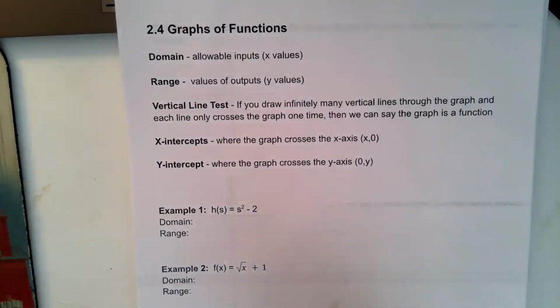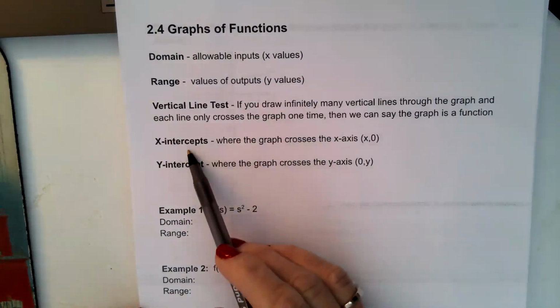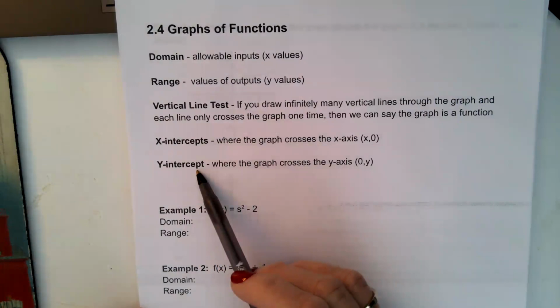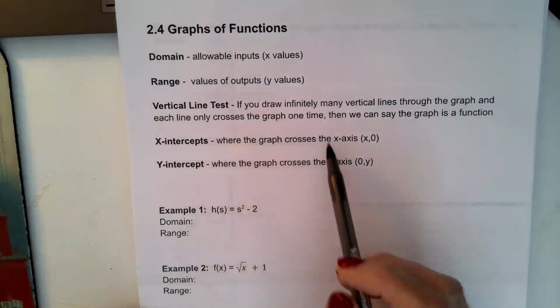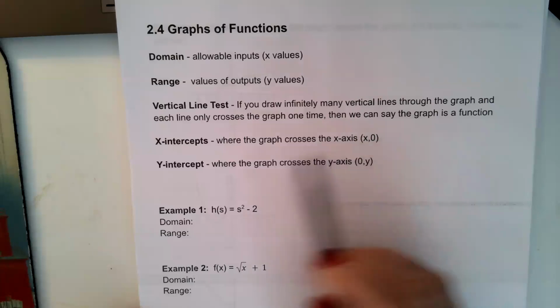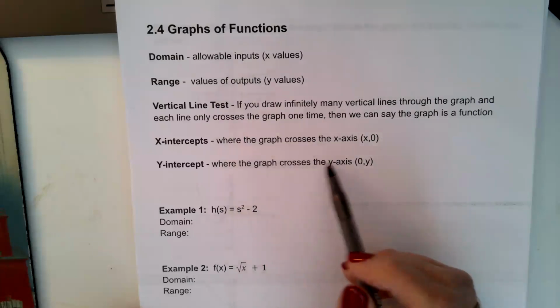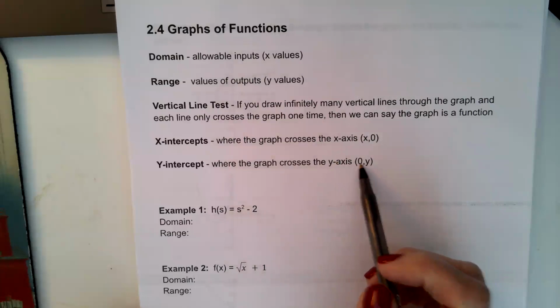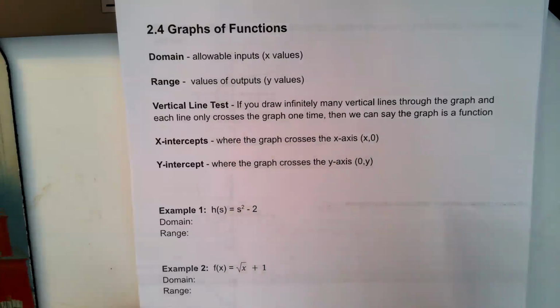In this lesson, we also want to reiterate what an x-intercept is and what a y-intercept is. The x-intercept is where the graph crosses the x-axis, so it's an x value when y equals 0, and the y-intercept is where it crosses the y-axis, so x is 0 and at this y value.